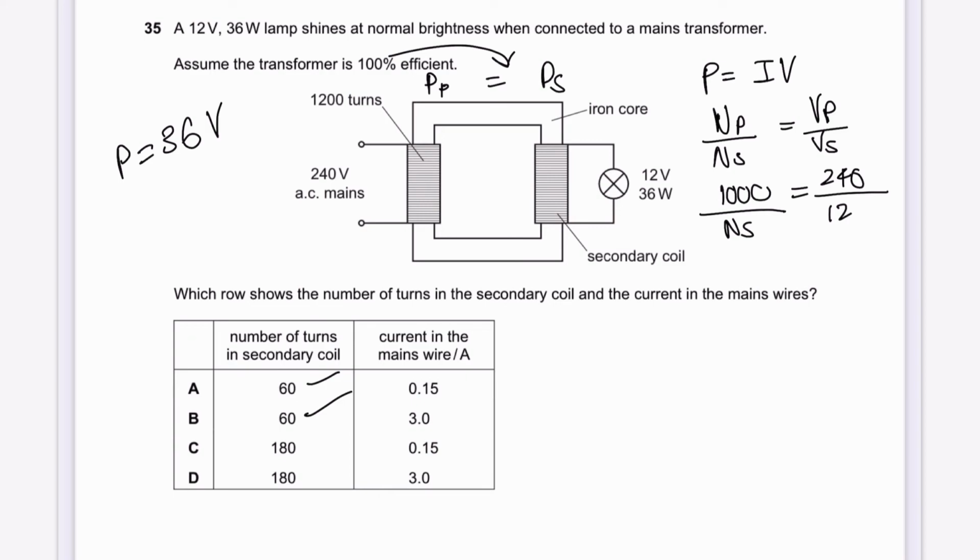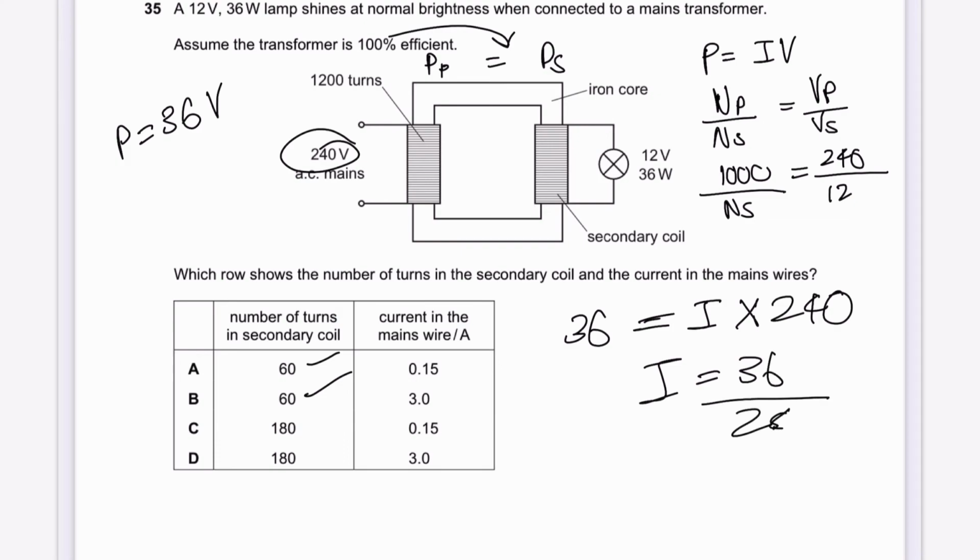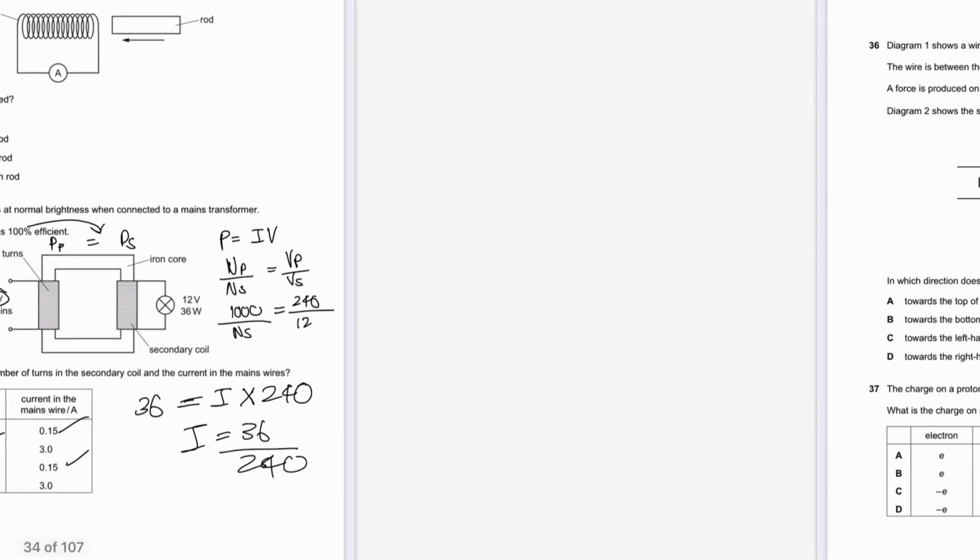Now let's talk about the current in the mains wire. So we're not talking about the current in the secondary here, we're talking about the current in the mains. We know that the power in both of them is 36 watts, which is equal to whatever current multiplied by the voltage. P is equal to IV. Voltage over here is 240. So I is equal to 36 divided by 240. The answer is 0.15. Therefore, we'll get A.